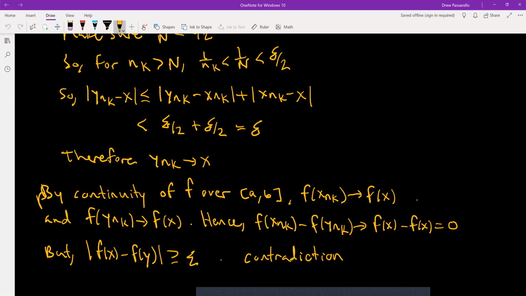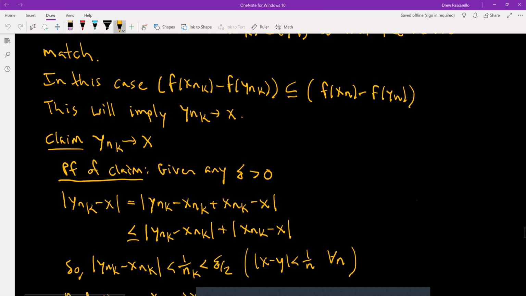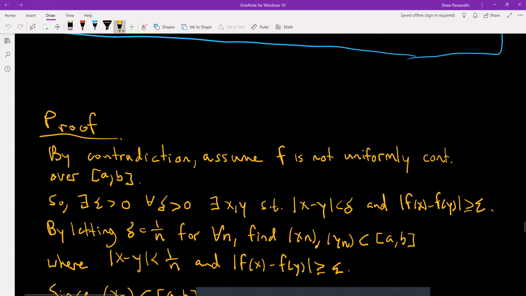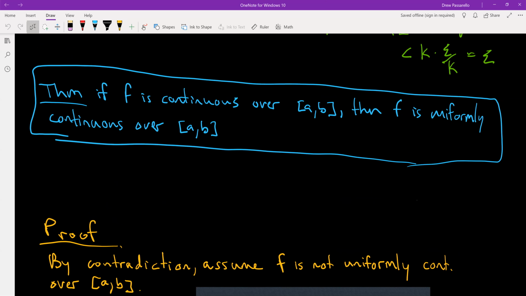All right, so that completes the proof. It was a contradiction proof. And that was proving that if f is continuous over the closed interval [a, b], then f is uniformly continuous.